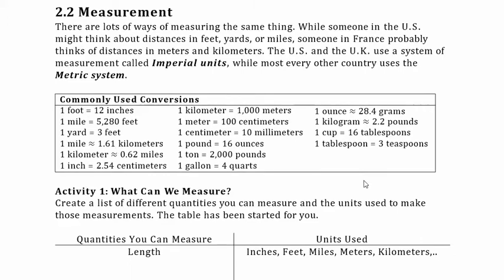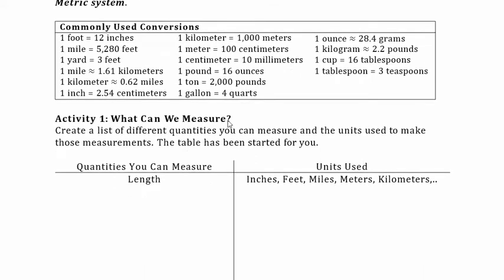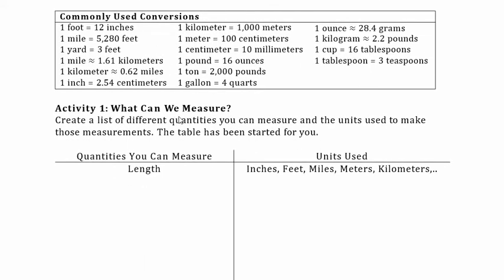So the next thing we want to do is think about some other things that we can measure besides length. And we've got some hints up here in these commonly used conversions. These units up here are all length, but we get down to here and we get pounds, ounces, tons. What does that measure? Well, that measures weight, right? So let's put that in our chart. We'll put weight as something we can measure.